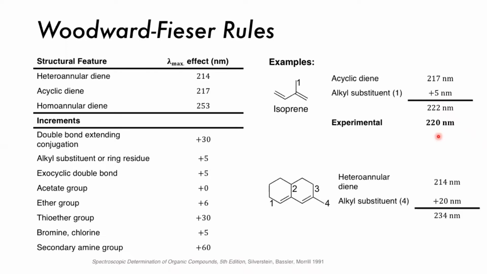Here we have another one. This is an example of a heteroannular diene. What we have here is the conjugated system here and here, but we have on it alkyl substituents, 4. So we have 1 here, 2 here, 3 here, and 4 here. They're all attached to this conjugated system. So it's going to be 214 for our heteroannular diene. So 214 from our table, plus an alkyl substituent, of which there are 4, is plus 20. That gives us 234 nanometers.